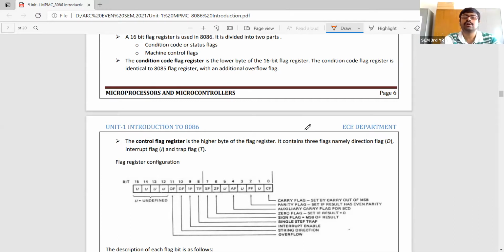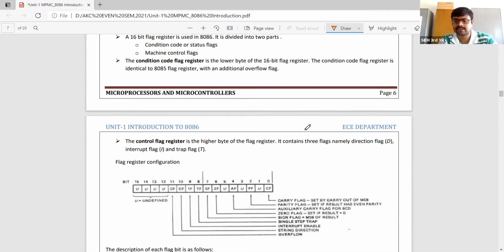The condition code flag register is the lower byte of the 16-bit flag register. That is true. The condition code flag register is identical, that is, the same type of architecture we get for the 8085 flag register. Only one additional overflow flag is there. Point number 2, the control flag register is the higher byte of the flag register.